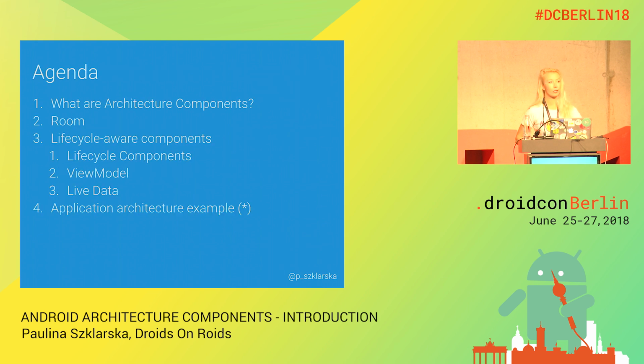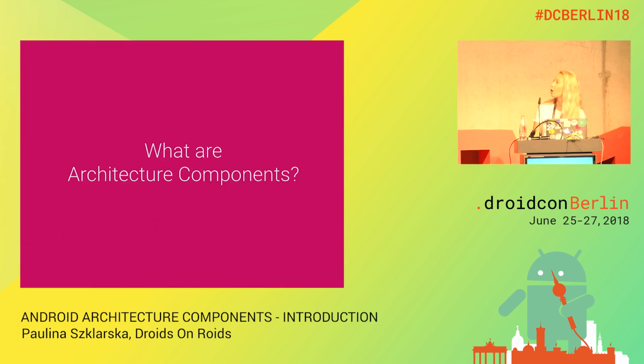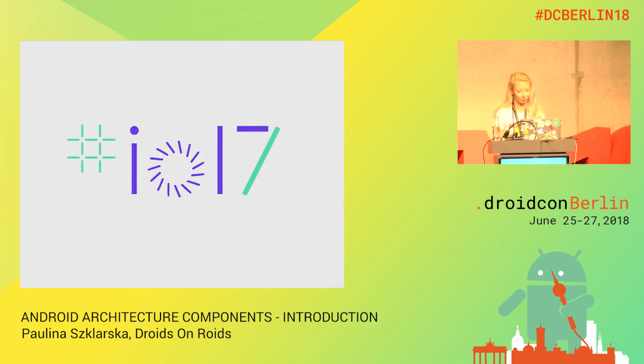Okay, so what we'll talk about today. Basically we'll start with an introduction to architecture components. What are architecture components? Later I will briefly discuss Room, and later lifecycle aware components like ViewModel, LiveData, and lifecycle components. If I have enough time, I will try to show a simple application architecture, but we'll see. Okay, so what are architecture components?